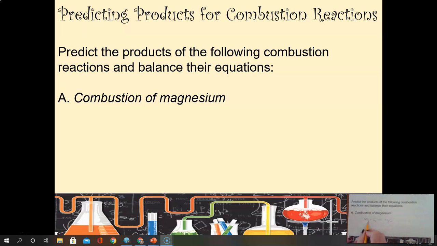I have 2. See, I can't start with my metals because my metals are done. So I go to oxygen. 2 oxygens, 2 oxygens. That gives me 2 magnesiums in the product. Sorry, so I'll put 2 in the reactant. And there you go. Okay, combustion of magnesium.